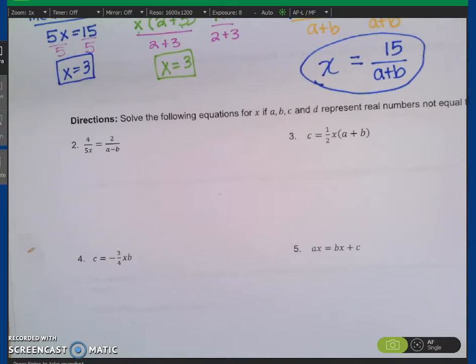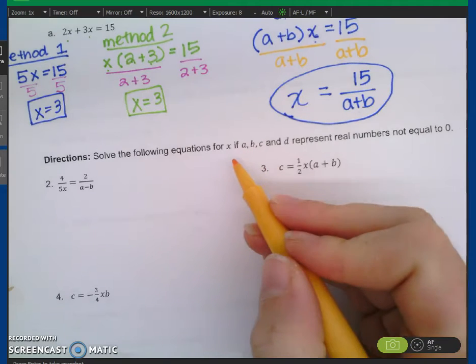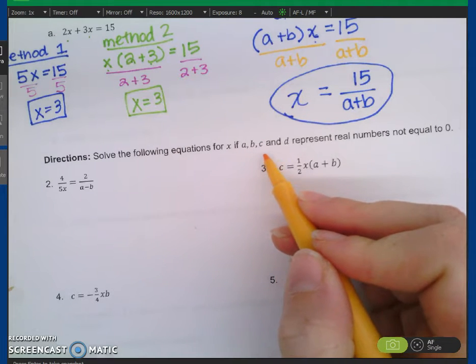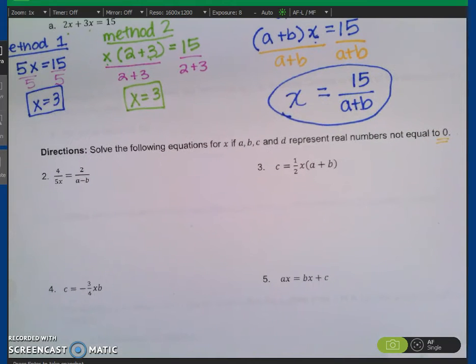So taking a look at number 2. When I'm looking at number 2, we should read the directions. Solve the following equations for x if a, b, c, and d represent real numbers not equal to 0. Why can't it equal 0? Oh, that's right, because if we divide by 0, we'd end up with an undefined value.